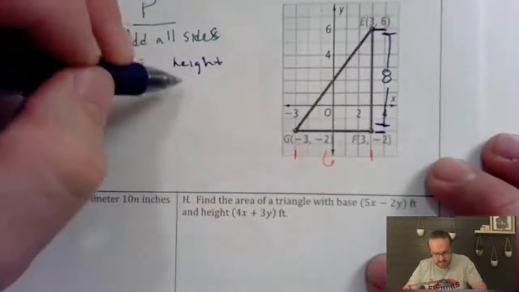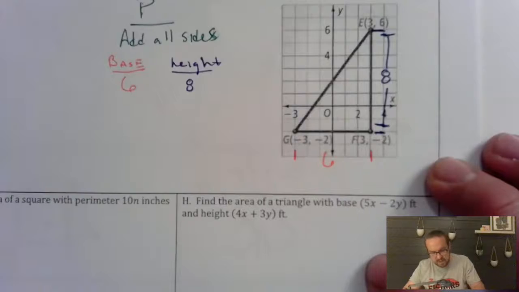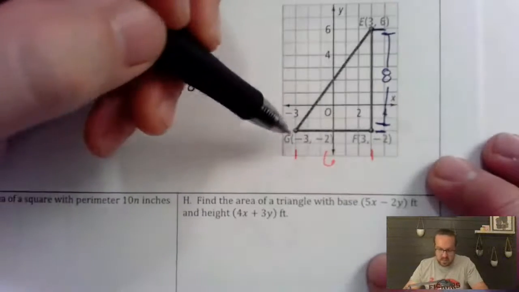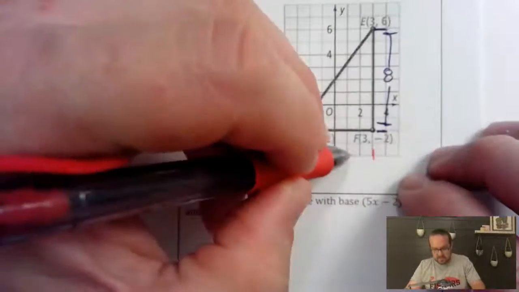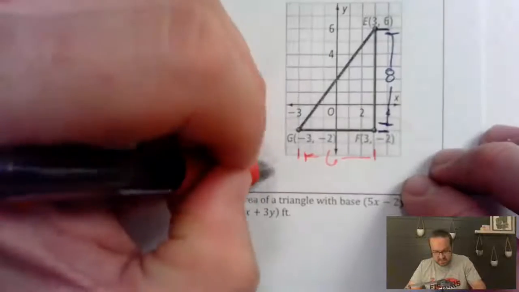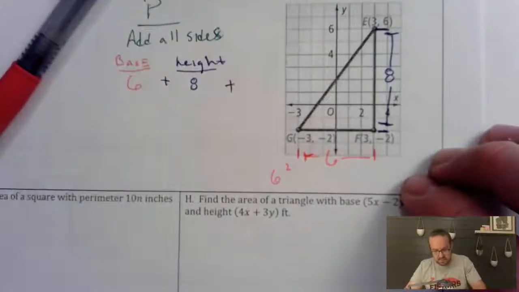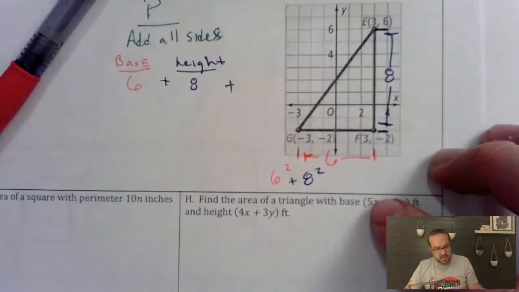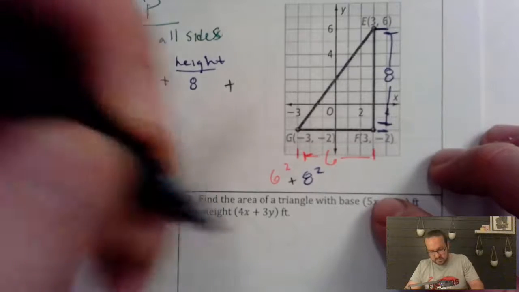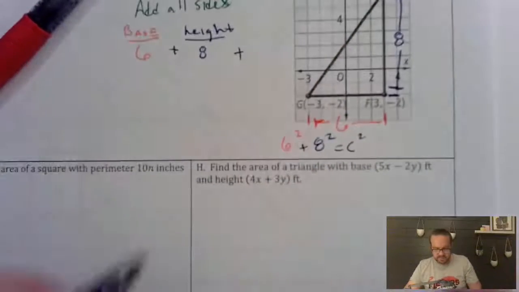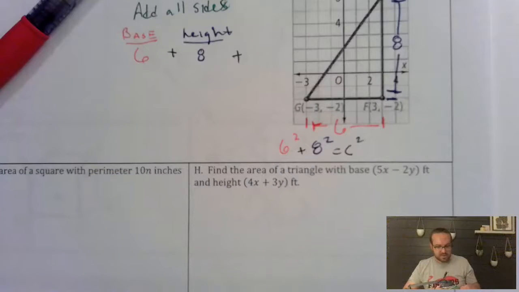So the height is 8, and again, we're just adding those together. This is the tricky one right here. Remember, a couple ways that we could think about this. We could think about it using the Pythagorean theorem, right? So that would just be 6 squared plus 8 squared. Again, that's a squared plus b squared equals c squared. So 36 plus 64. That's 100.